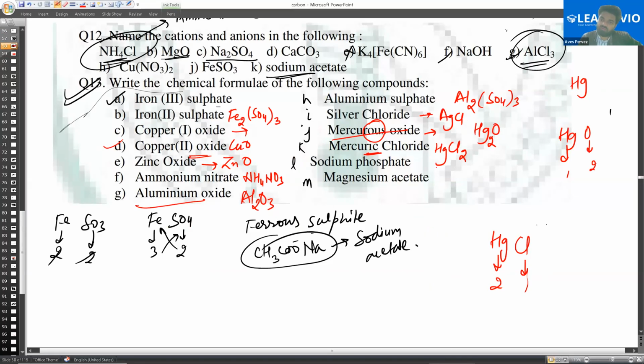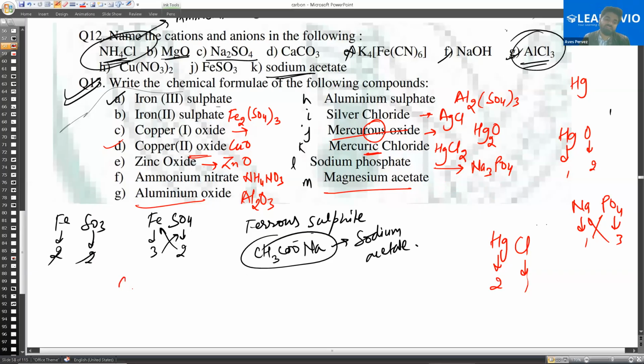Sodium phosphate. Formula for sodium phosphate. Na3PO4. Yes, sir. Why? Because Na has valency 1 and phosphate ion has valency 3. Next, magnesium acetate.